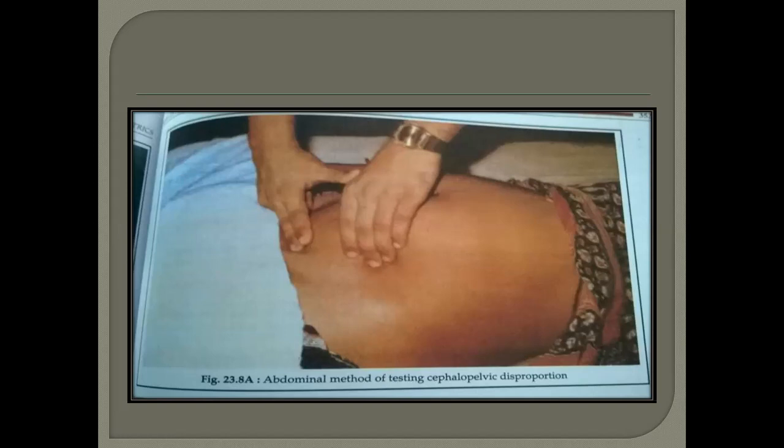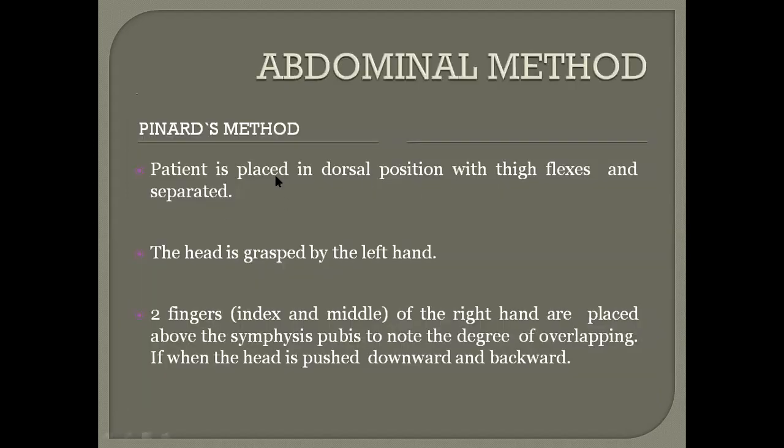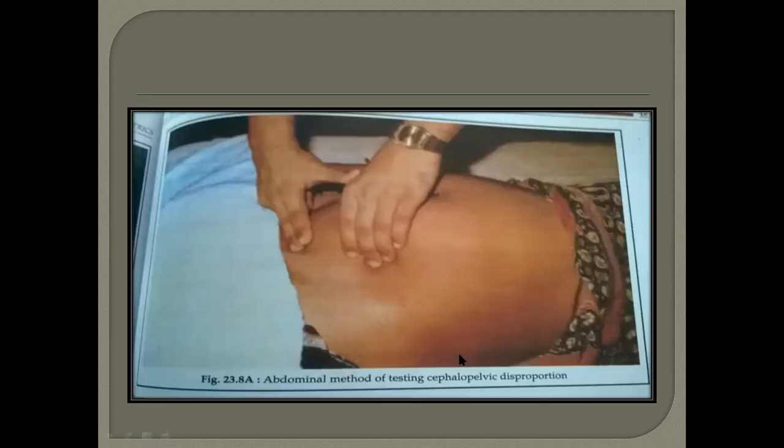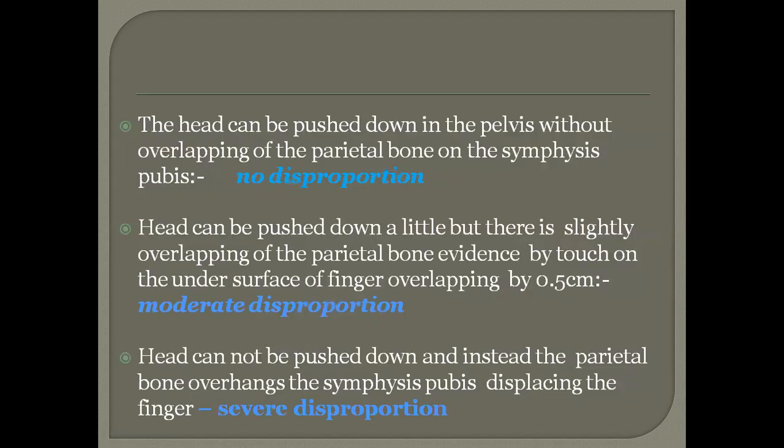Now we will see again. I will just repeat. We are keeping the patient in a dorsal position with the thighs flexed and separated. The head is grasped by the left hand. Two fingers of the right hand, that is index and middle finger, are placed above the symphysis pubis. Why is it kept? To note the degree of overlapping when the head is pushed downward and backward. This is the way the examiner will be holding. So the examiner will be pushing downward and backward.